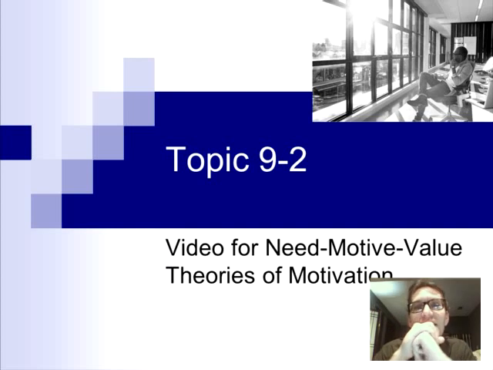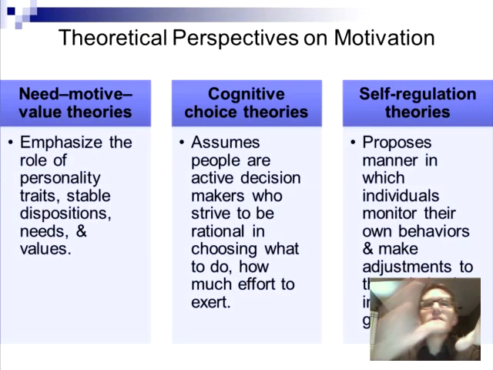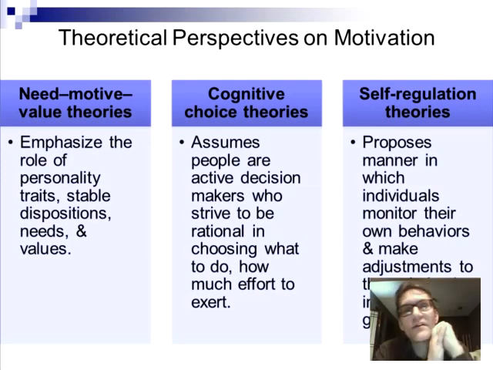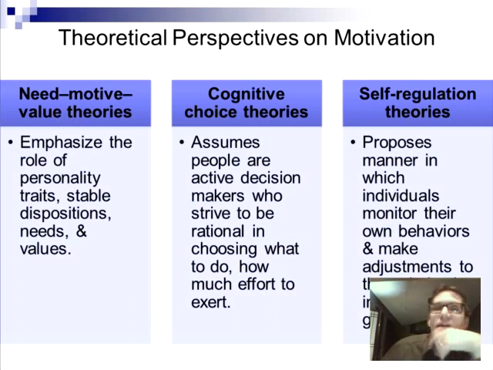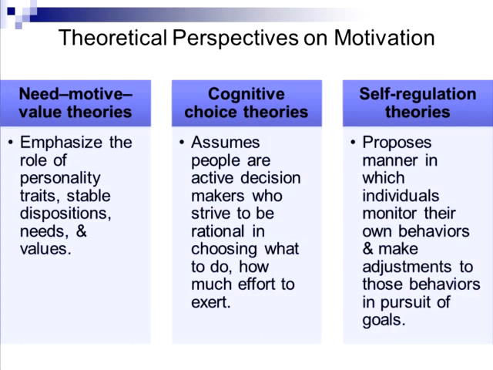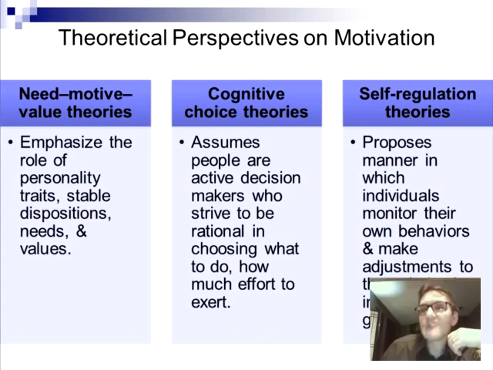Now we're going to talk about the need, motive, and value theories of motivation first. But the need, motive, value theories are just one of three types of theories. These need, motive, value theories emphasize the needs and values that we have based on the personality and the traits that we have. The cognitive choice theories assume that we're active decision makers who strive to be rational and choose to do things and how much effort we put into it. And then the self-regulation theories propose that the way that we monitor our behaviors and adjust our behaviors to pursue goals is what helps us to understand motivation.